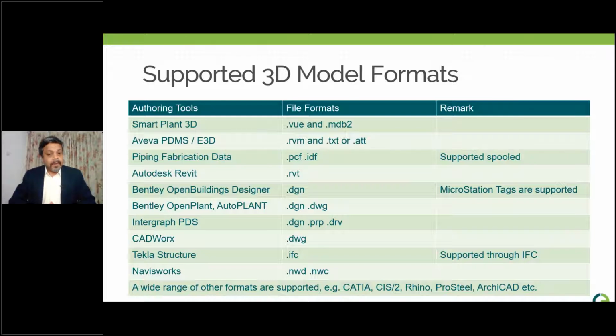Supported 3D model formats. We use Autodesk Forge for 3D model visualization. We support all major file formats. We read native files as well as review formats and industry standard formats. We support more than 70 file formats. Following are some of them: SmartPlant 3D, AVEVA PDMS, E3D, piping fabrication data, PCF and IDF, Autodesk Revit, CADWorx, Tekla Structures, Navisworks, etc. We are pioneers in managing 3D model data.